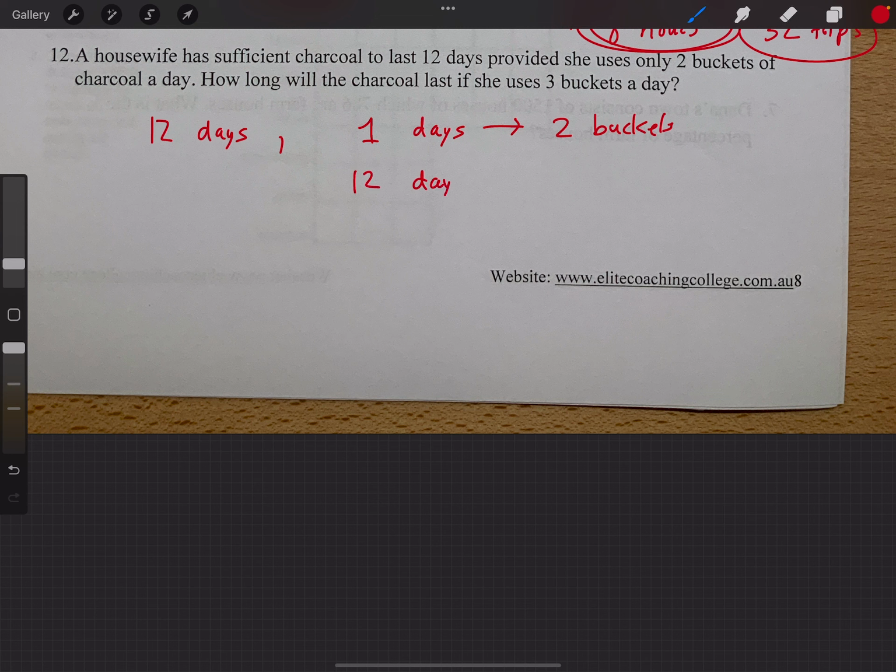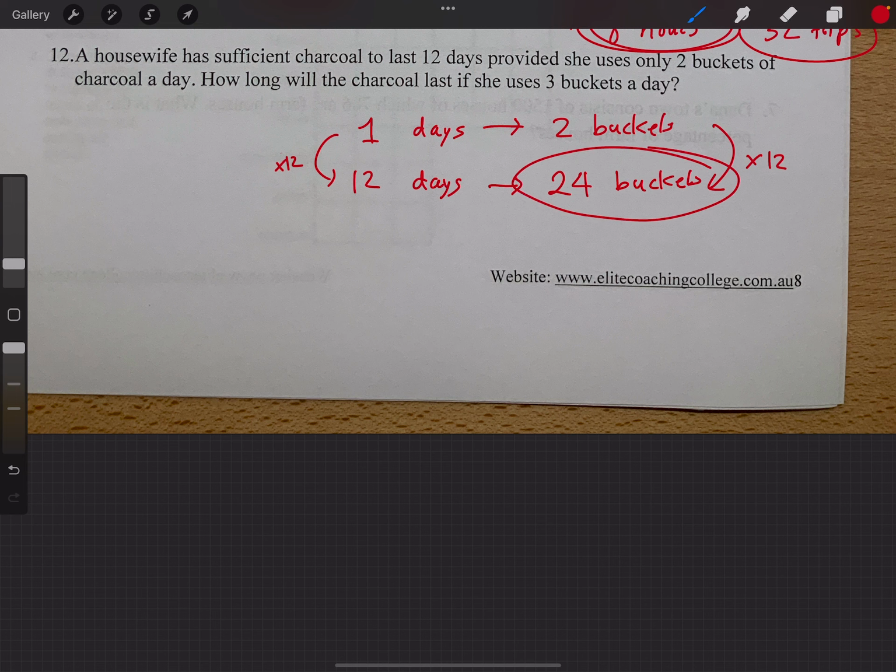12 days, that means we times it by 12. Let me get rid of this. So we times this by 12 as well. That means in 12 days she altogether uses 24 buckets. So 1 day, 2 buckets, 2 days, 4 buckets, all the way to 12 days is 24 buckets altogether. So that means she has 24 buckets of charcoal. That's how much charcoal she has.